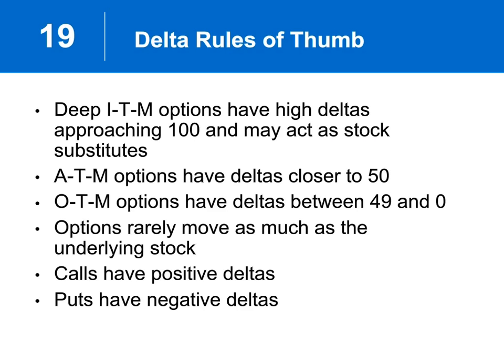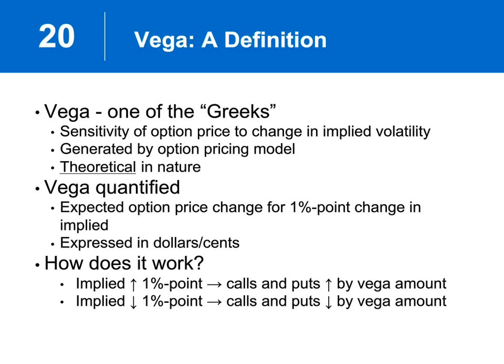At the money options, as I mentioned earlier, and we ran through that example, have a delta closer to 50. And then out of the money options, be it call or put, are going to have a delta somewhere between 0 and 49. Calls generally have what's called positive delta, puts negative delta, because if you're long puts, you're essentially short stock, and that's where the whole idea of negative delta comes in. So that's delta. Let's take a look at Vega.